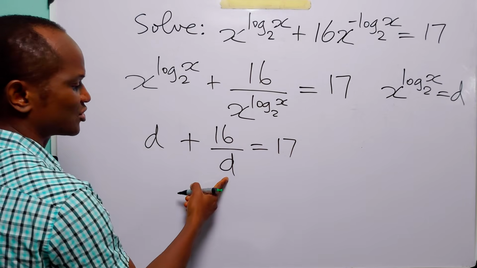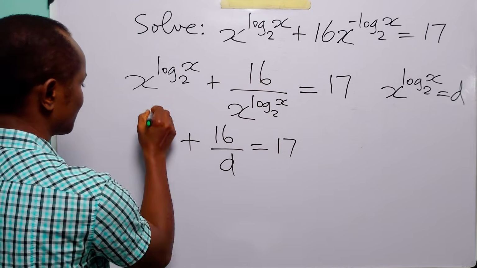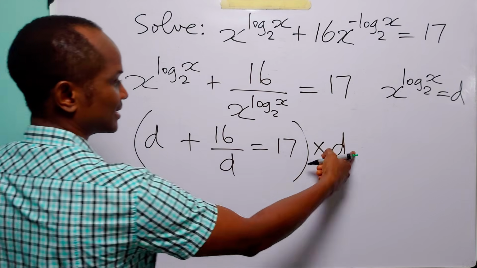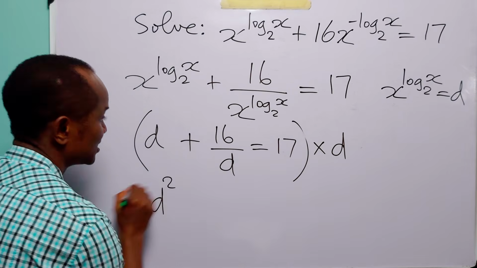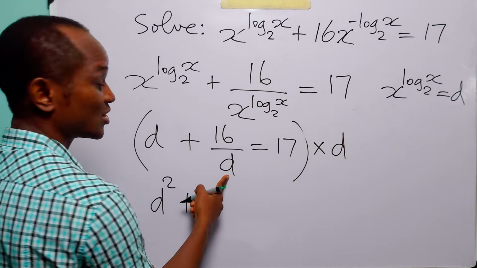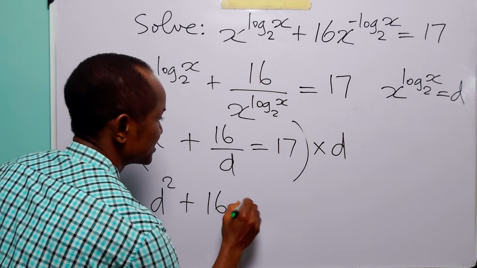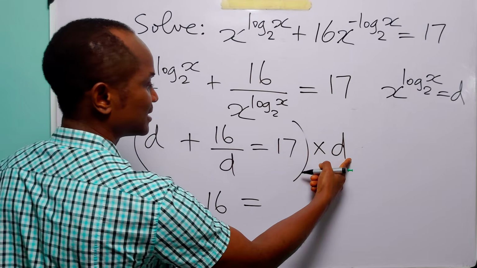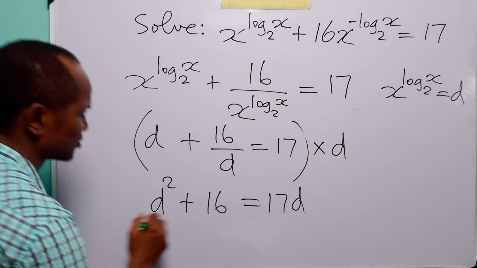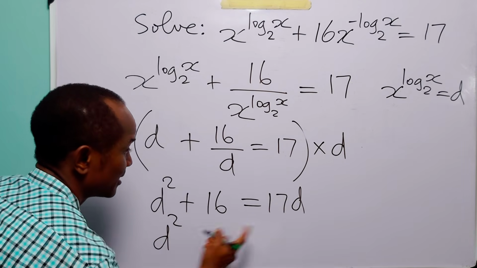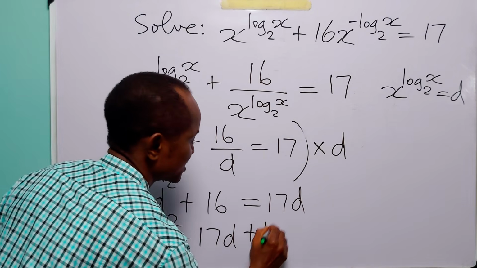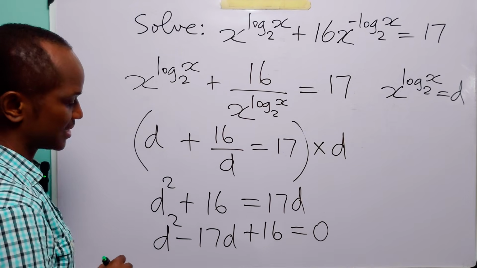Now, to simplify this equation, let us multiply through by d. So we have this multiplied by d. d times d is d squared. 16 over d times d, of course, this is going to cancel, and we have 16. And this is equal to 17 times d, which is 17d. Rearranging this equation, we have d squared minus 17d plus 16 is equal to 0.